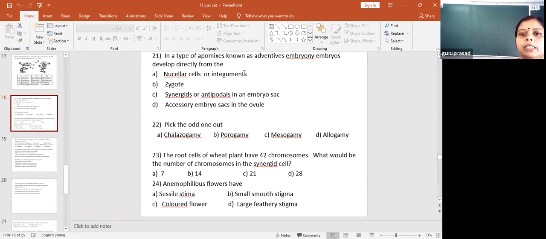In a type of apomixis known as adventive embryony, embryo directly develops from the cell in the formation. So this is the last concept of the chapter, apomixis and polyembryony. So what is apomixis? Formation of seeds without fertilization. There is no fusion of male and female gametes, and zygote formation will also not take place, and then directly the seeds are formed without fertilization, which is a type of asexual reproduction which mimics the sexual reproduction.